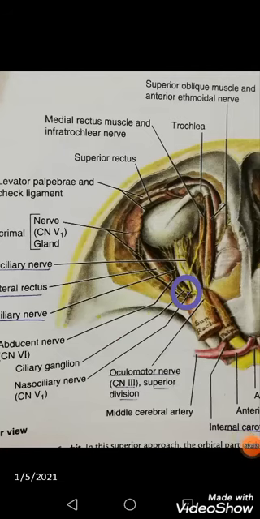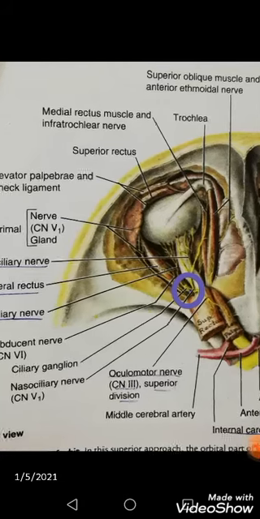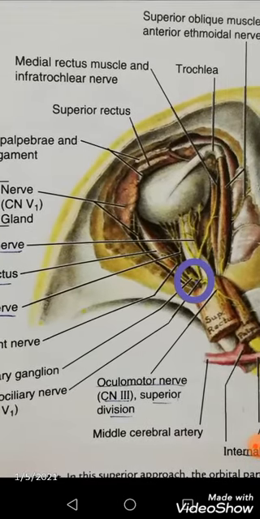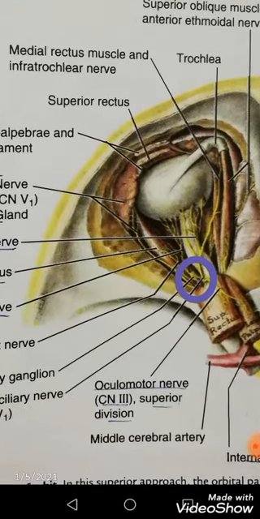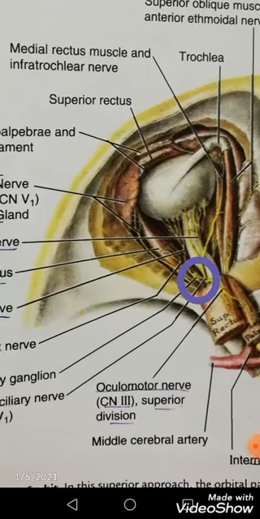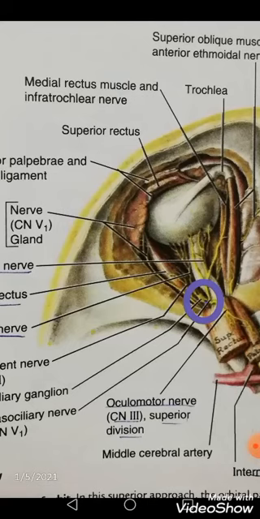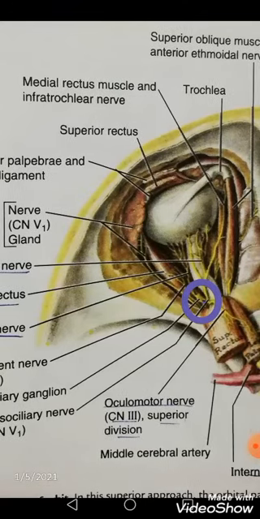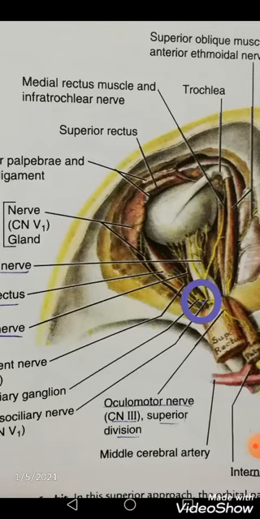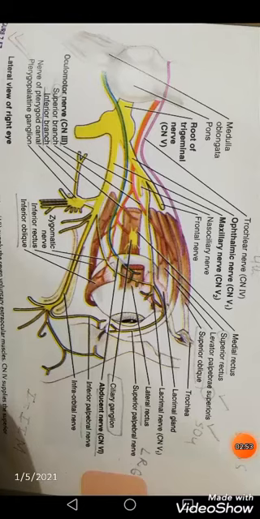Now we will start the topic, that is the ciliary ganglion. In this picture of your eyeball, you can visualize the ciliary ganglion marked by a purple circle here. This circular figure represents the ciliary ganglion. Now we have to learn that it is located in the apex of your orbit, just behind the eye, in between the lateral rectus muscle and the optic nerve.